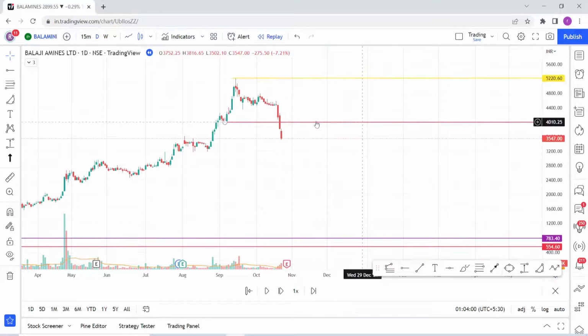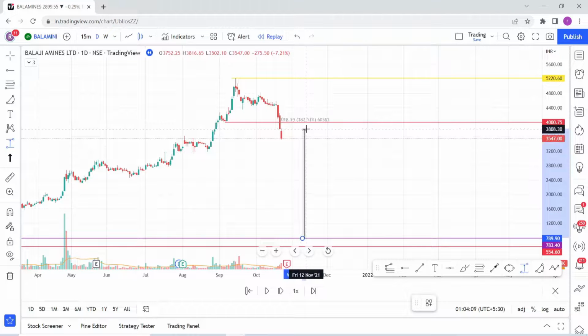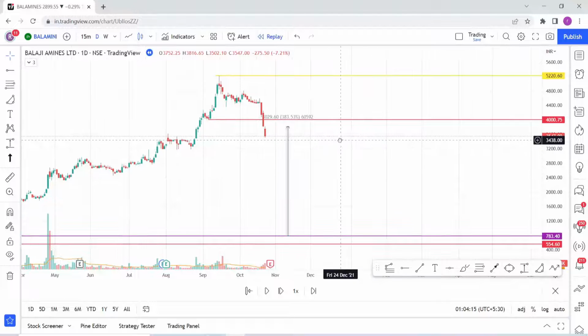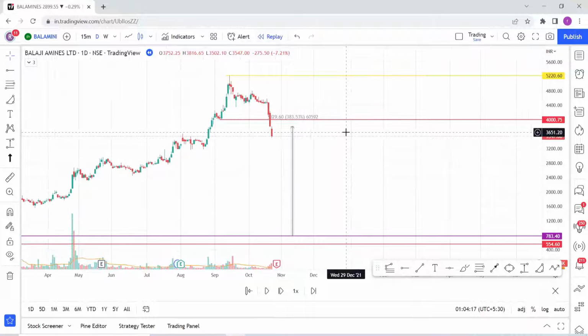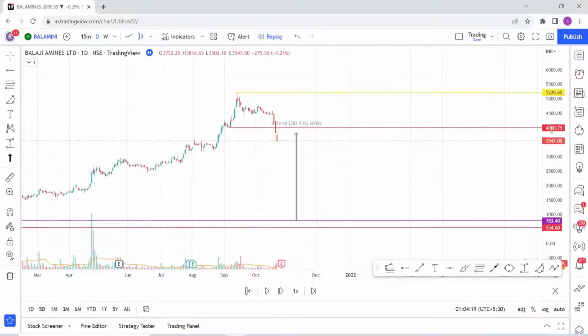So if this is our exit point, let me put the range. This is where we enter. And here, this is the exit point. So approximately we can say it is a 382% return. So this is how trend following needs to be done, with utmost discipline, because we should not be emotional.